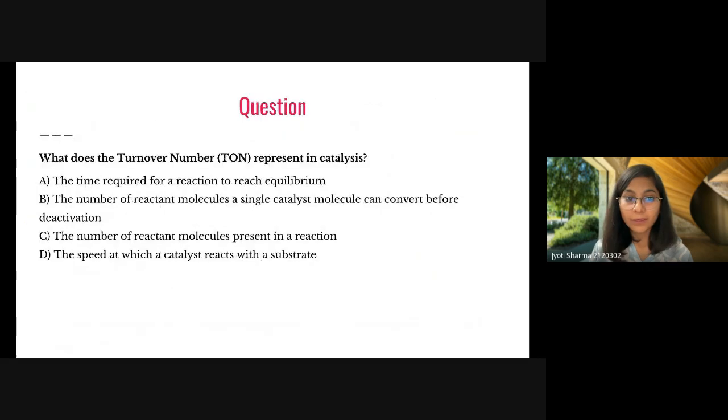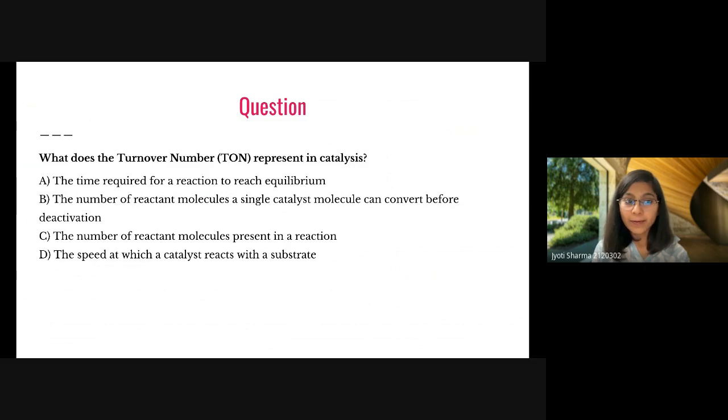Okay, next coming to another question: what does the turnover number represent in catalysis? We have four options. A, the time required for a reaction to reach equilibrium. B, the number of reactant molecules a single catalyst molecule can convert before deactivation. C, the number of reactant molecules present in a reaction. And D, the rate at which a catalyst reacts with a substrate.